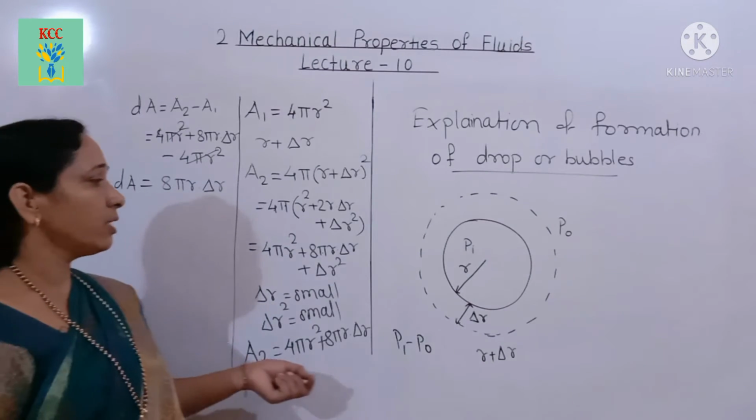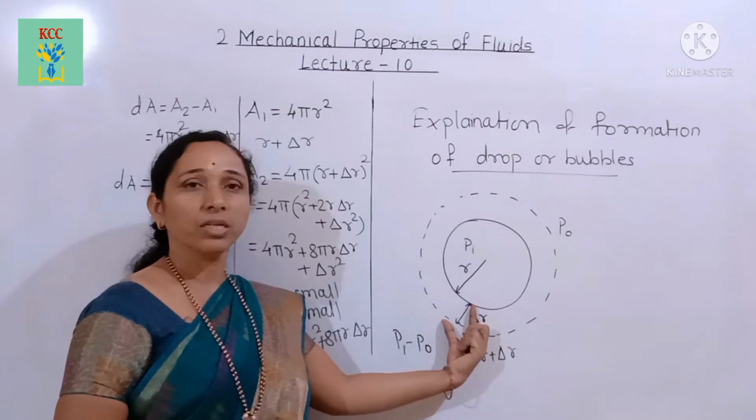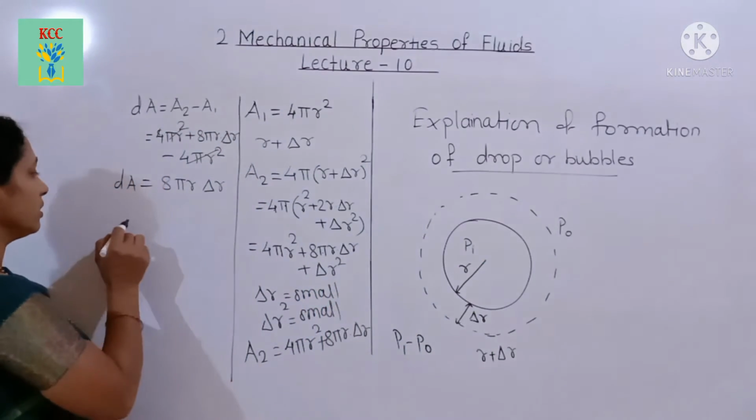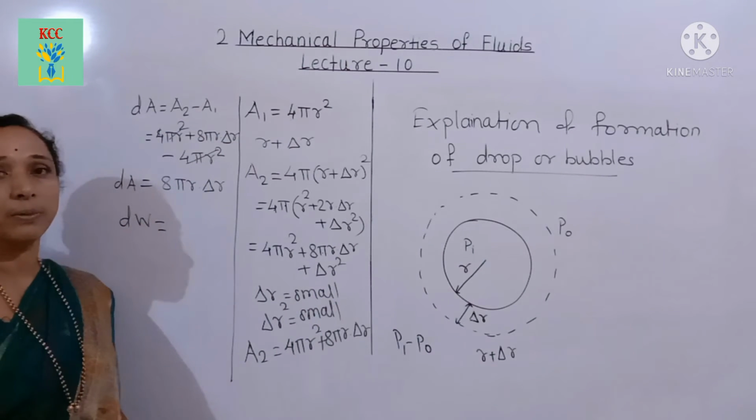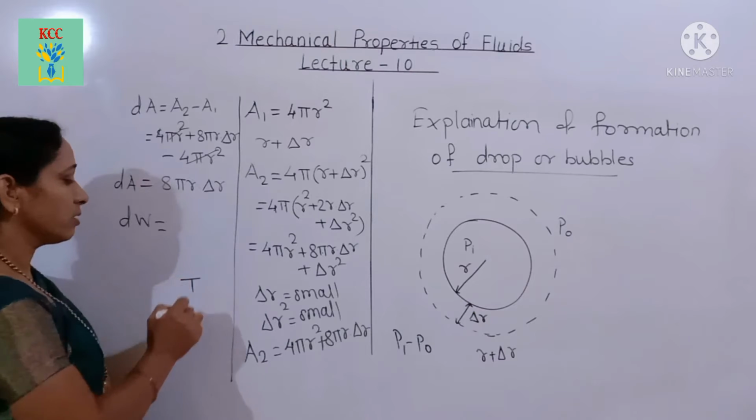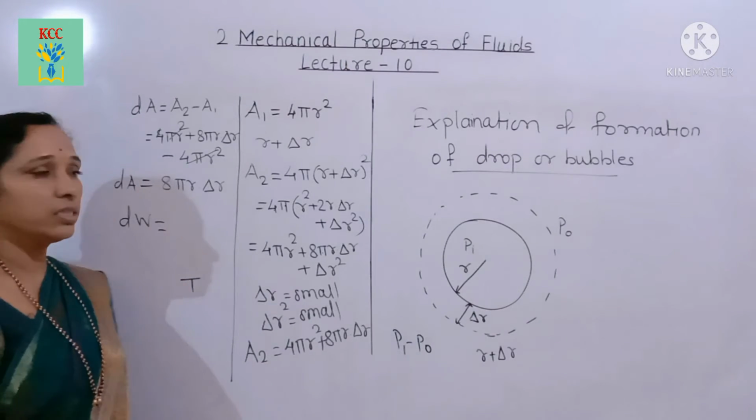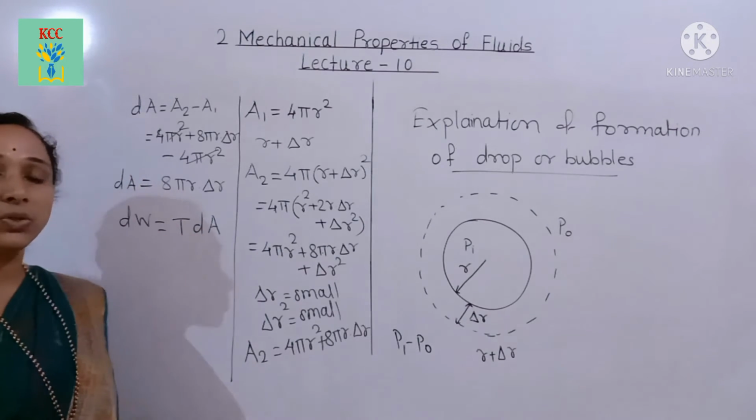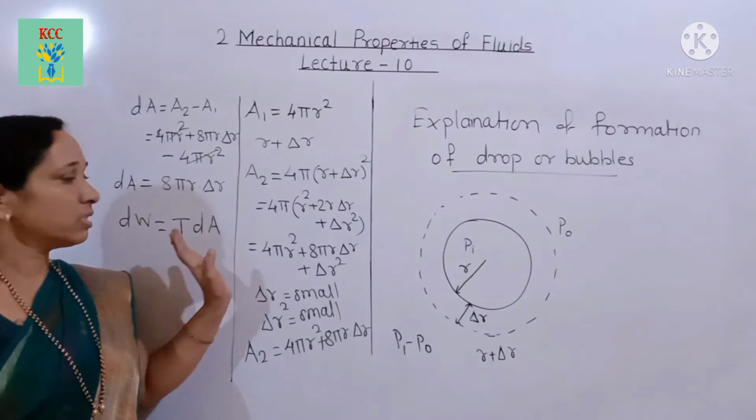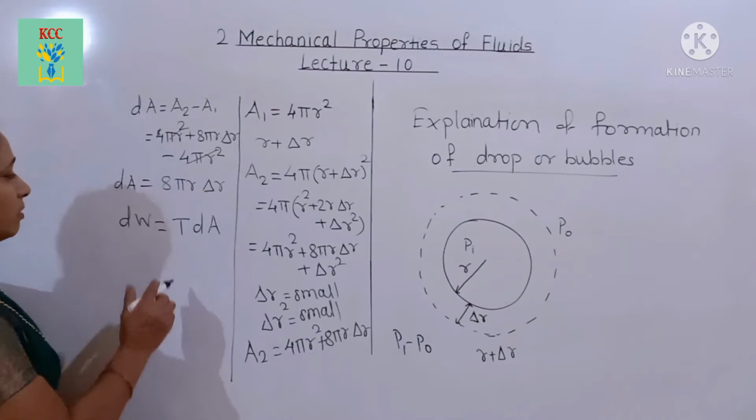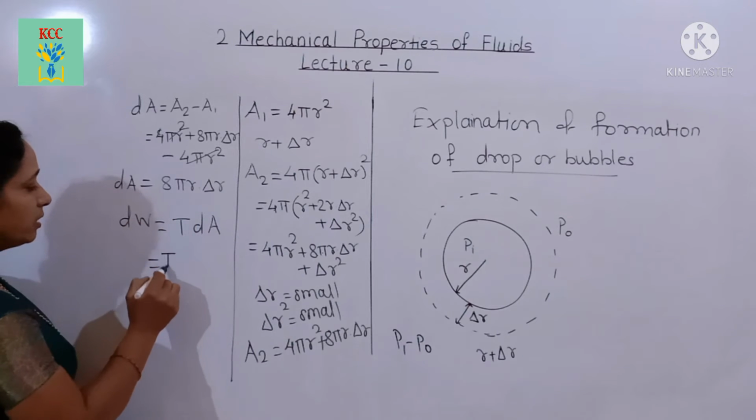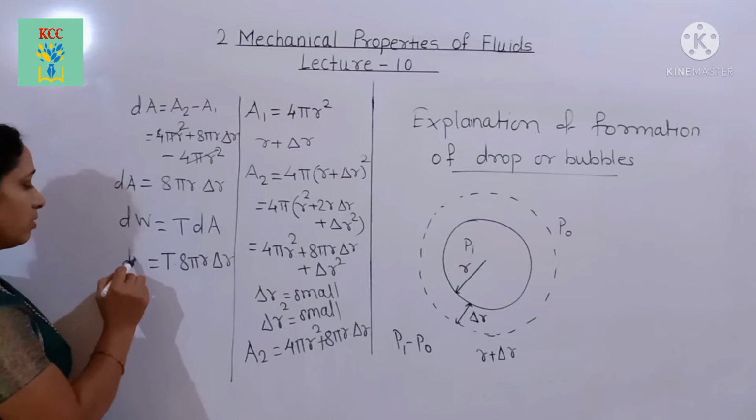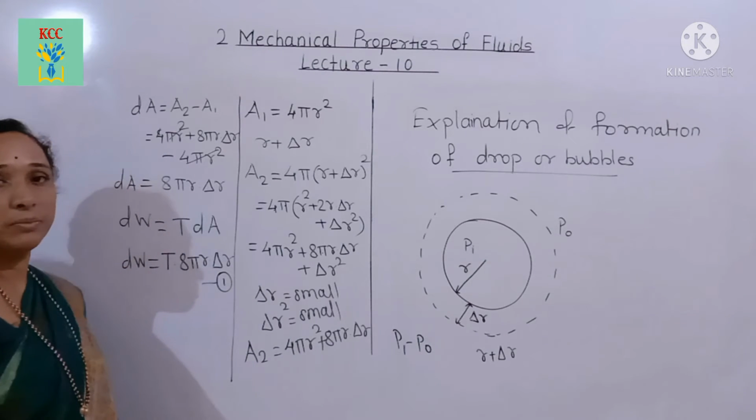And therefore while changing the surface area through the displacement delta R, there is a work done. Suppose dW is the work done and T is the surface tension. Then work done is equal to T into change in area, and this work done is stored as surface energy. Putting the value of dA, we get T into 8 pi R into delta R. This is the work done, called equation 1.